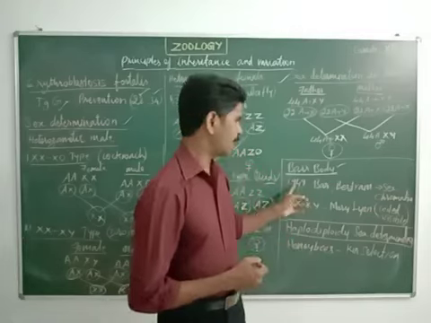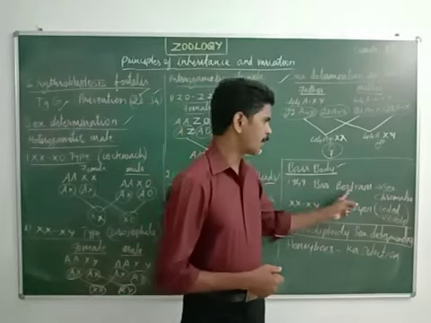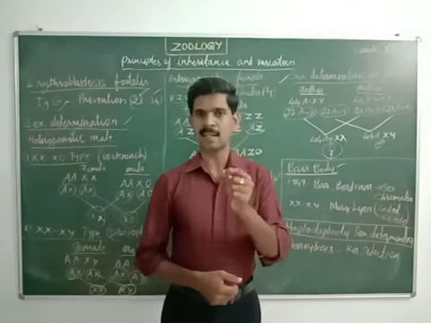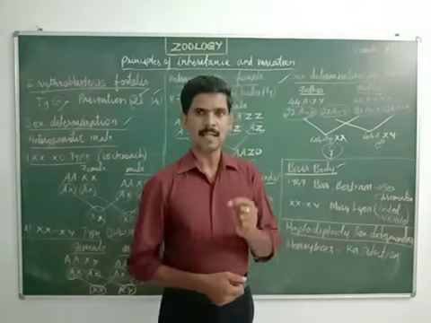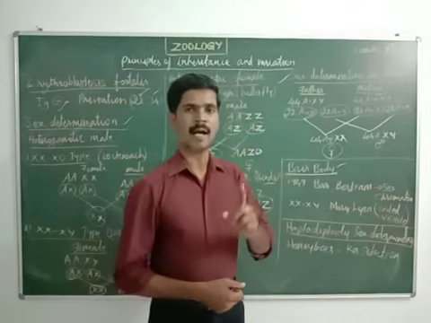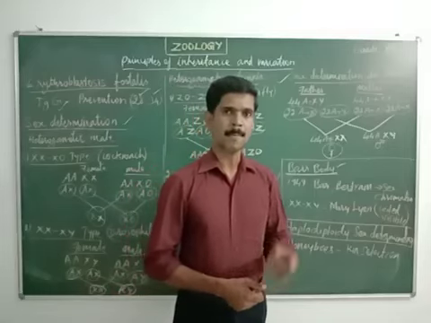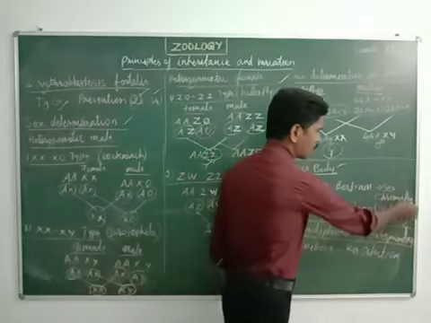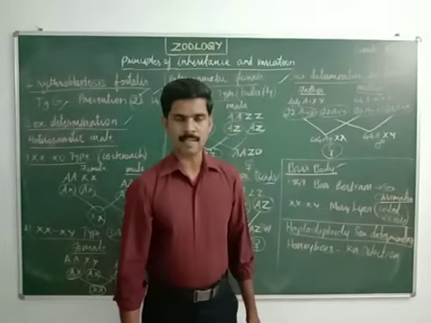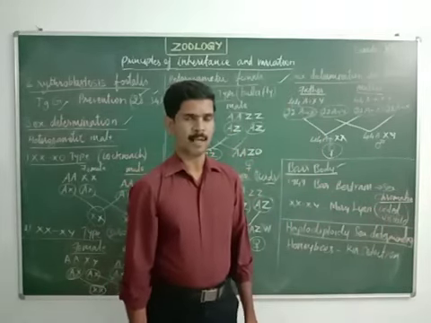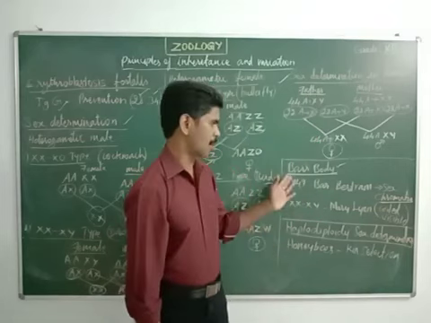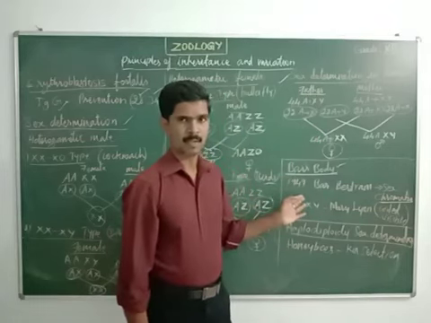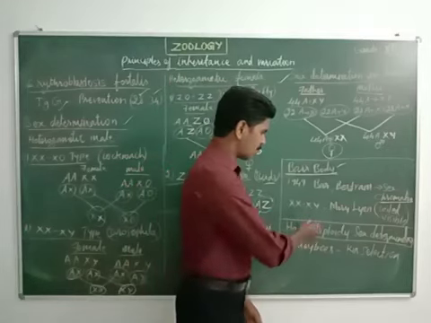So in 1949, Barr and Bertrand discovered a thick or condensed structure in the nerve cells of the female cat, completely absent in the male cat, and they called this structure sex chromatin. Later it was called Barr body. Understand? So listen here, students, very carefully.